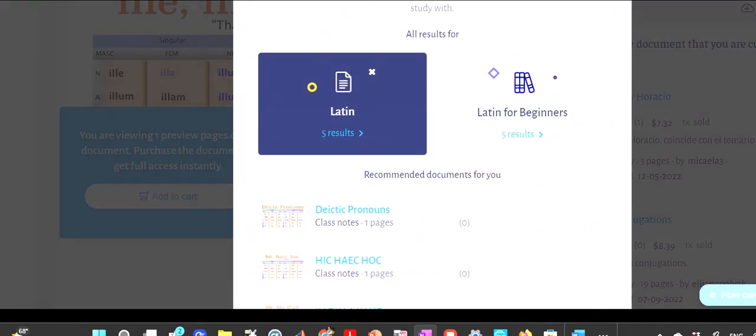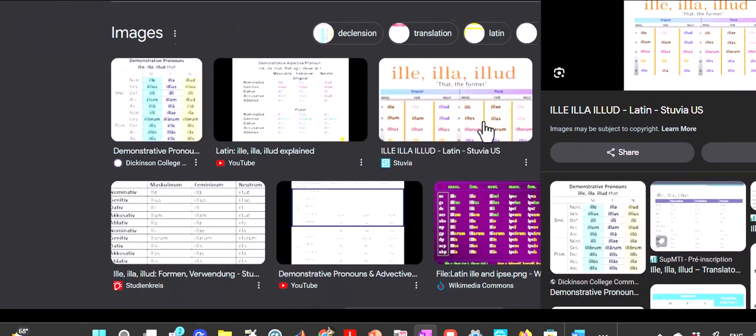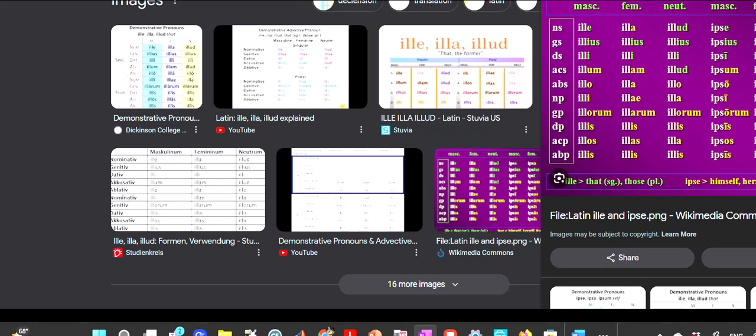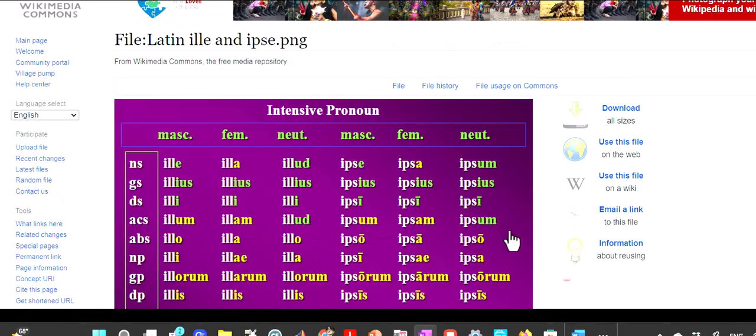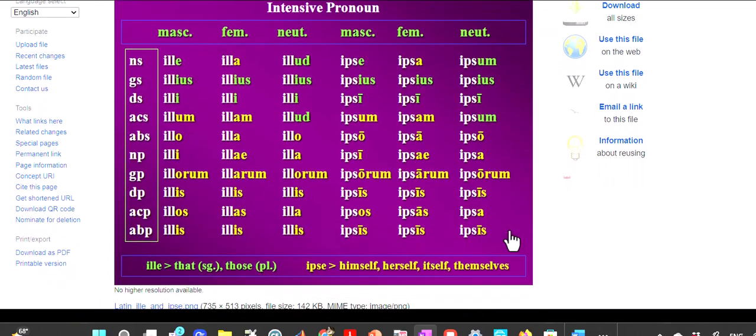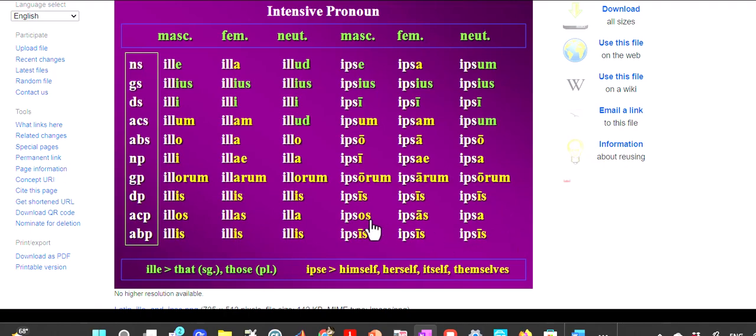Oh no, I'm not purchasing that. I like that one. Okay, so they're not both the intensive pronoun. One of them is the intensive pronoun. We'll talk about that in a second.